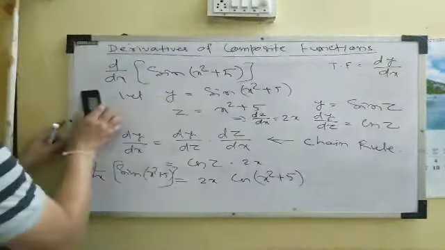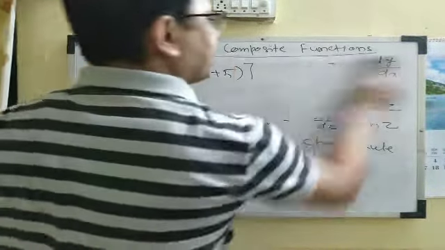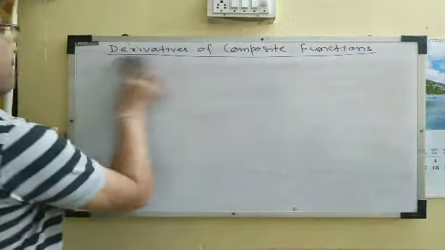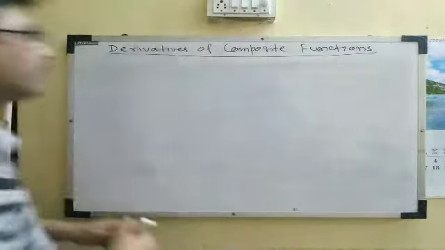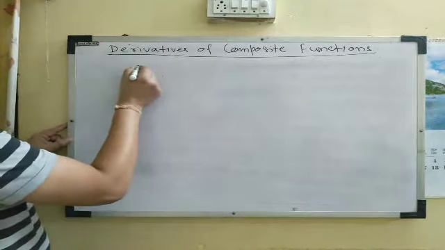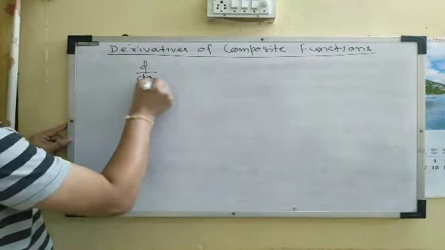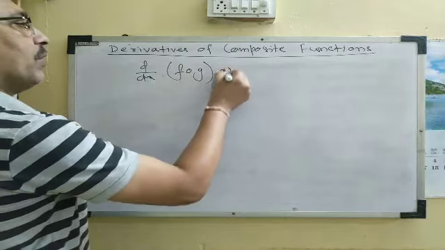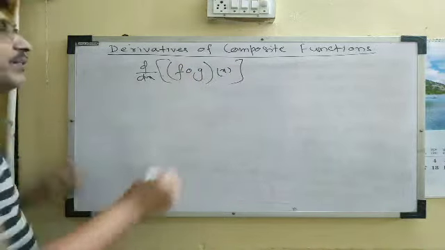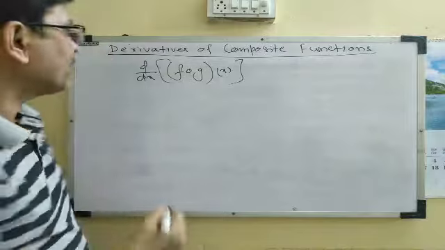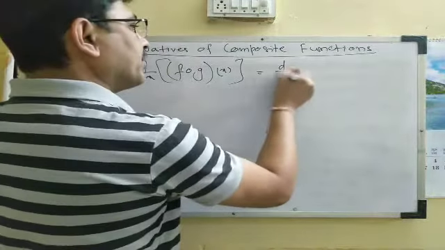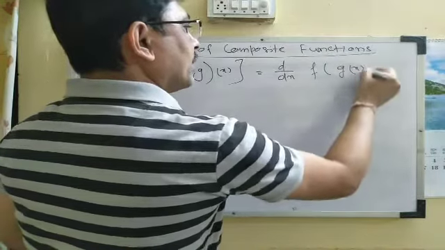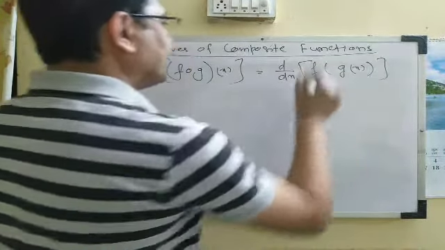Okay, so again you come back. Our aim is to find the derivative of f naught g of x, which can be written as the derivative of f of g of x.